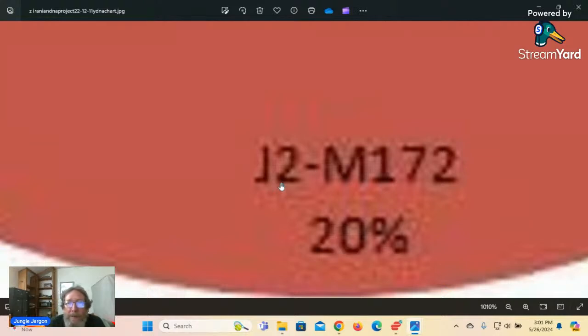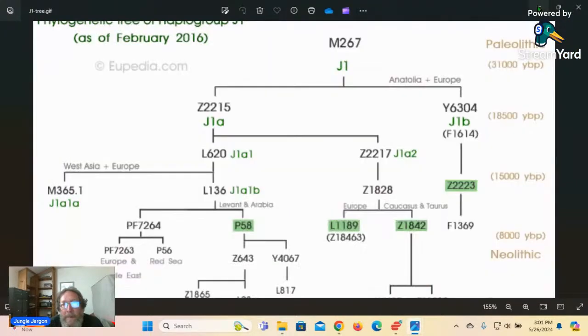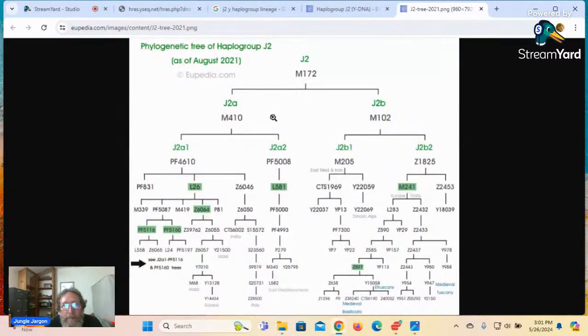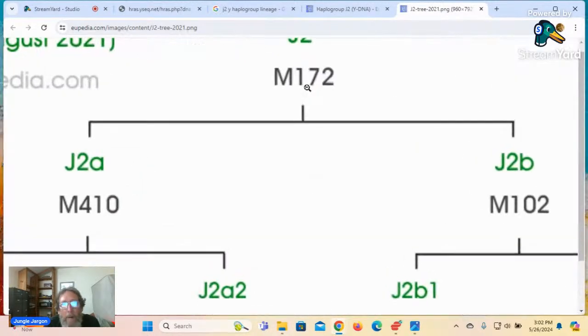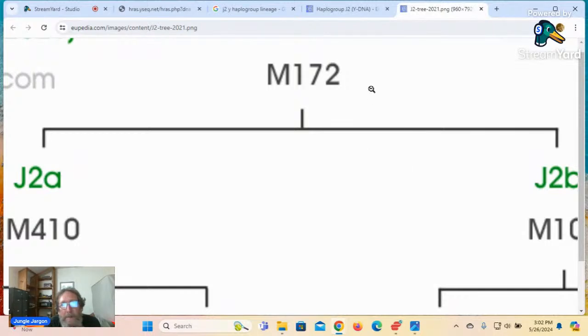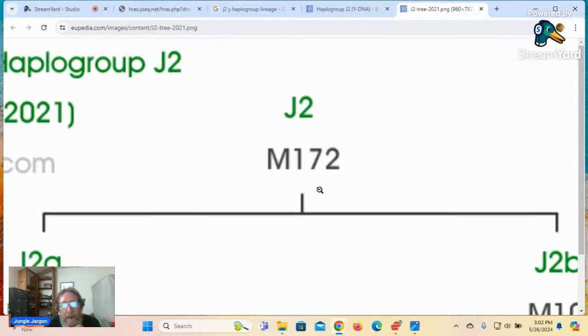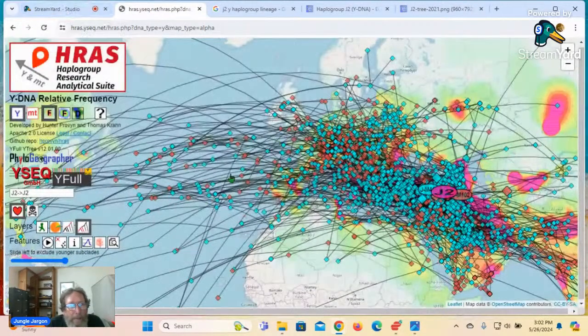So that chart is a little bit incomplete. So that's this chart here. You have this is J1, not the J2. But we saw the J2 as well. Here's the J2. So this is incomplete for the J2 to be only M172. It's not only M172. There are many, many other lineages of J2. So now that we got that straightened out, we'll try to go back here.